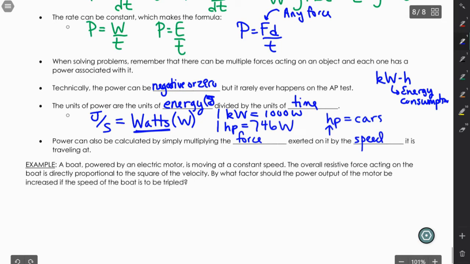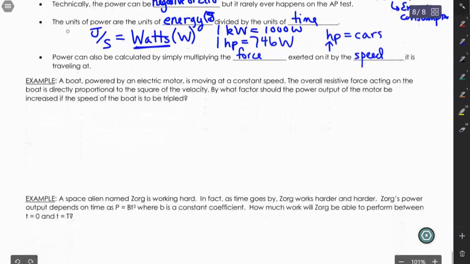Okay, so if I carry through this up here with this equation where I wrote FD over T, well, D over T is speed. So I can just do F times V. In fact, the formula would be FV cosine theta, because remember, FD could also have that cosine factor as well, okay? All right, so let's go through a couple examples, right?